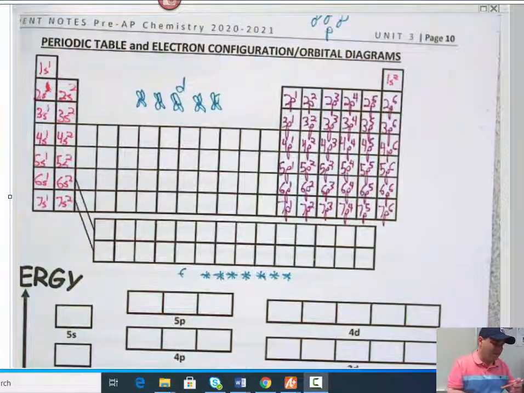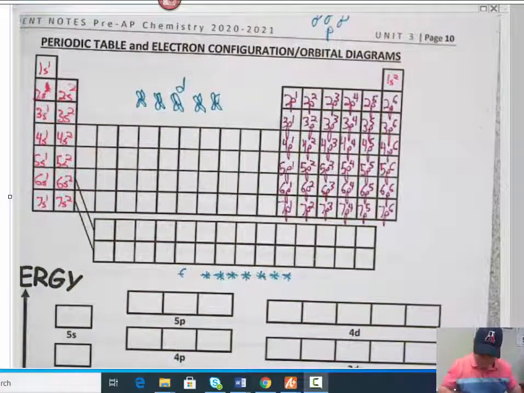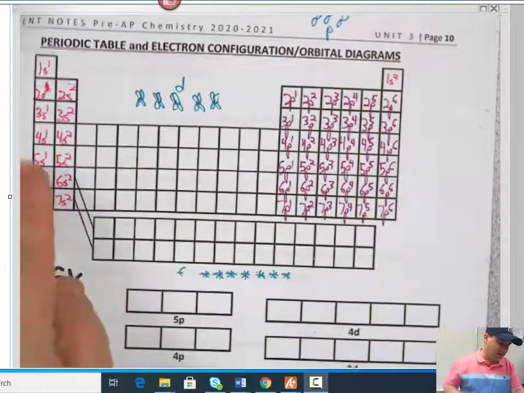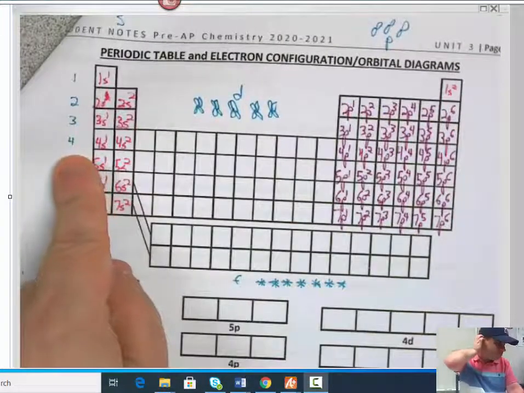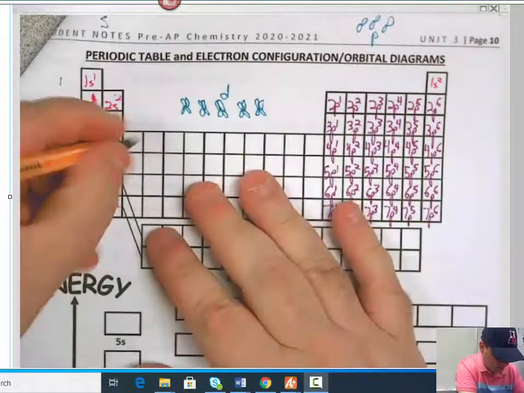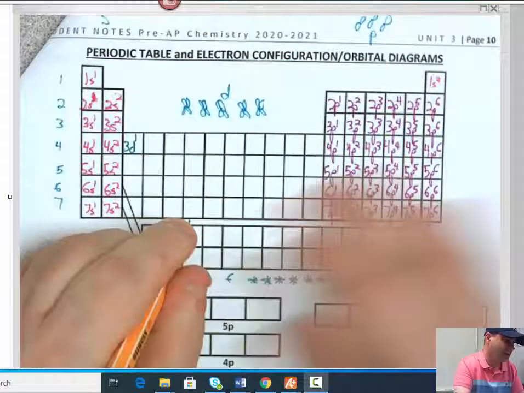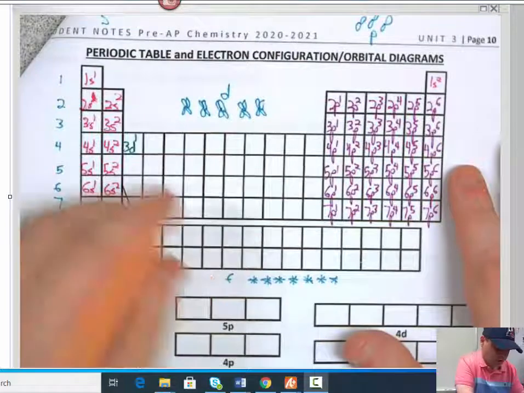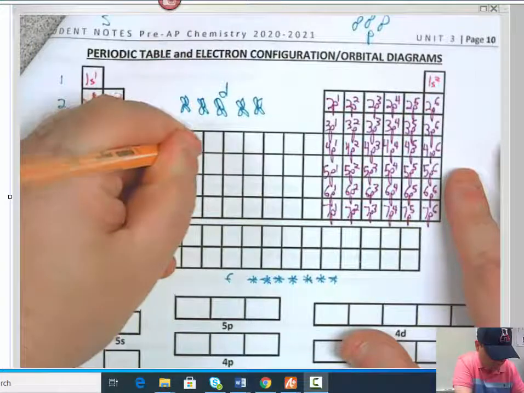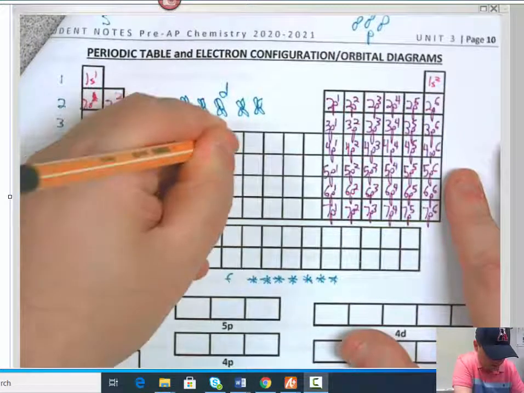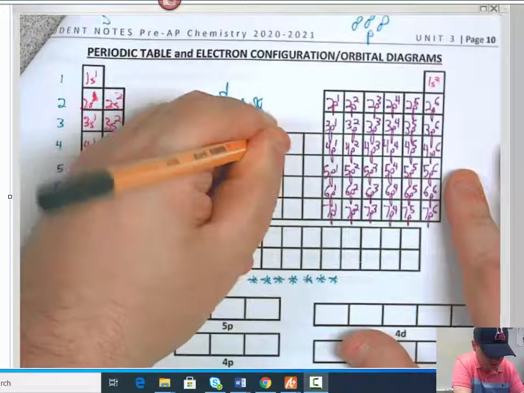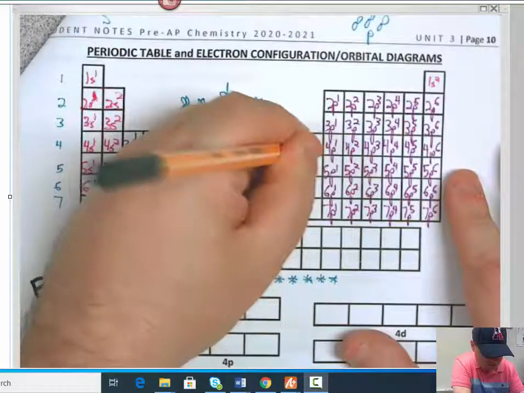Okay, then we get to the weird one here. We're going to start to do weird things here. We're doing D's next. I know this is in period 4 over here, right? But really, this is actually 3d1. The periodic table is arranged by atomic number, not by quantum number. So this is 3d2, 3d3, 3d4, 3d5, 3d6, 3d7, 3d8, 3d9, 3d10.